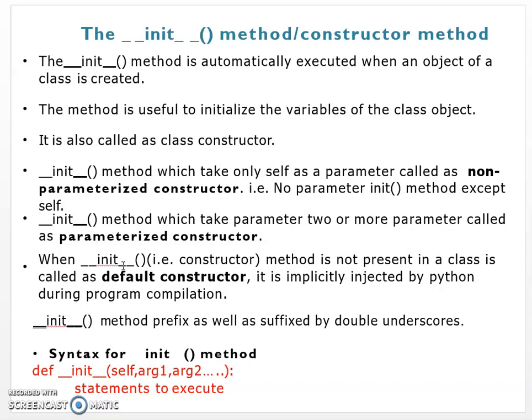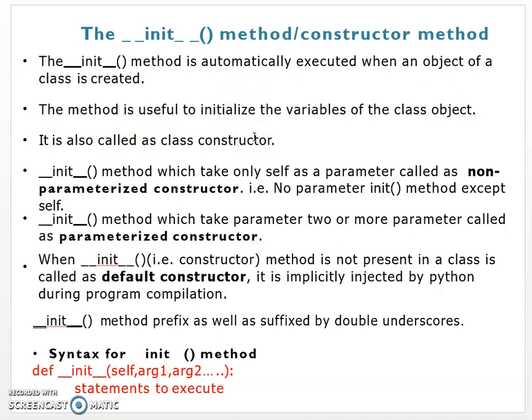Next we will see the init method, or the constructor. This init method means underscore underscore init underscore underscore. This method is automatically executed when an object of a class is created. There is no need to make a specific call to the init method. It is called automatically when we create an object of a particular class. The method is useful to initialize the variables of the class object. It is also called a constructor.